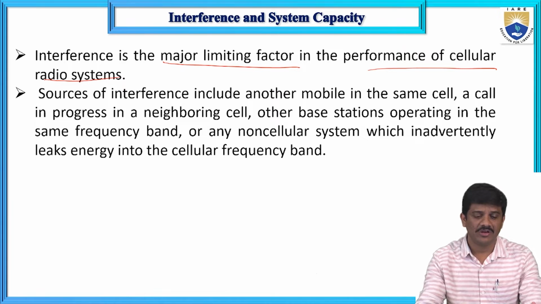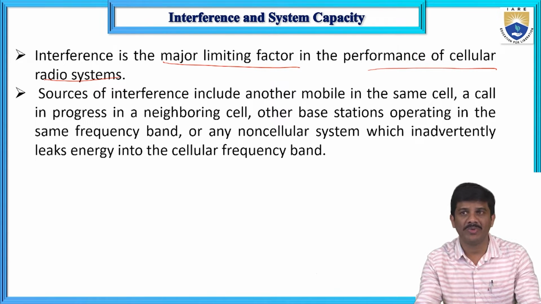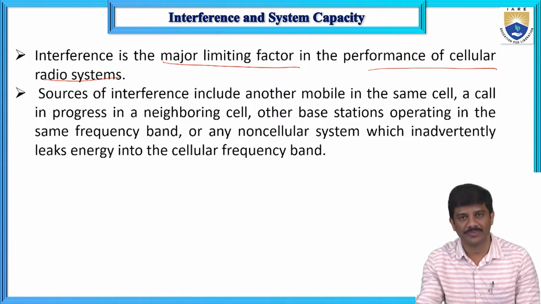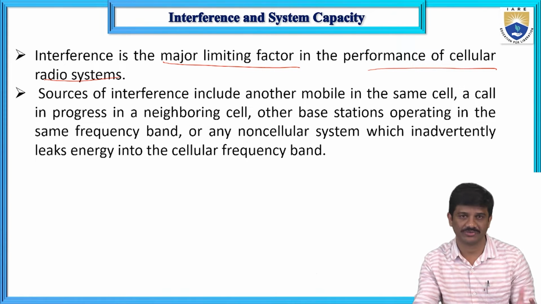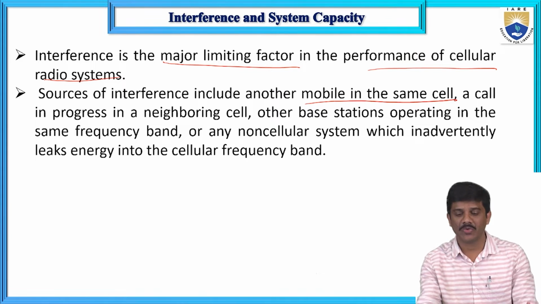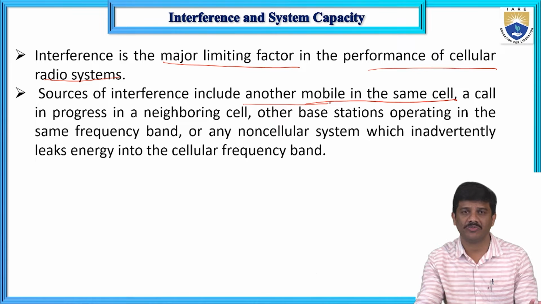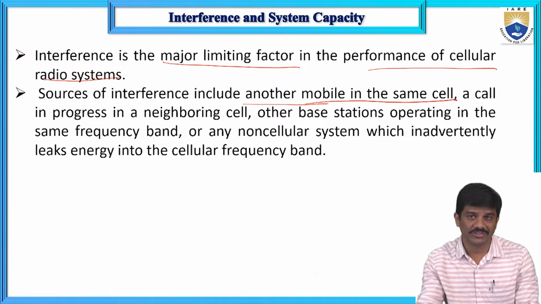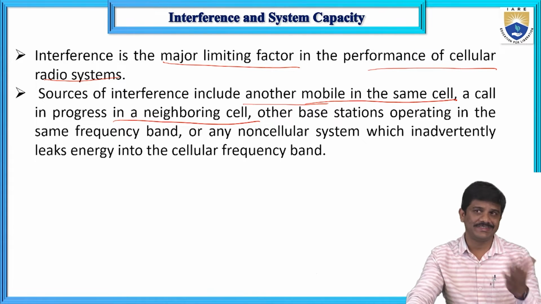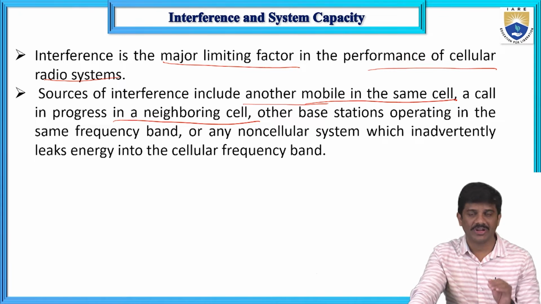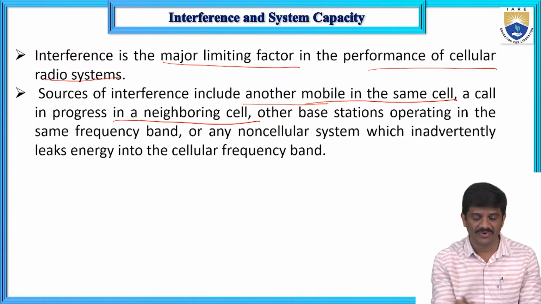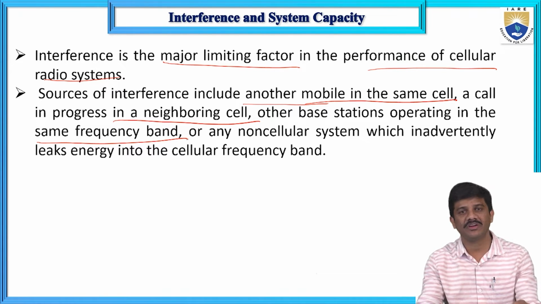Before that, we can see the sources of interference. They include another mobile in the same cell. How does the interference occur in the cellular radio system? We have to see what the source is. Another mobile in the same cell, then the interference will occur. A call in progress in a neighboring cell is another factor. Otherwise, another base station operating in the same frequency band, then the frequency interference will occur.